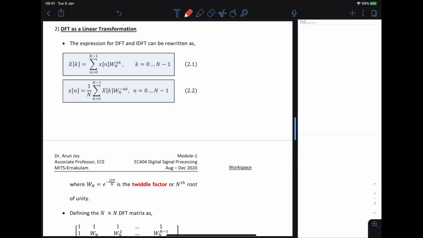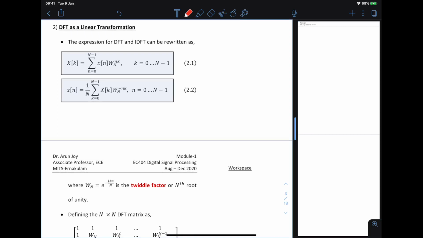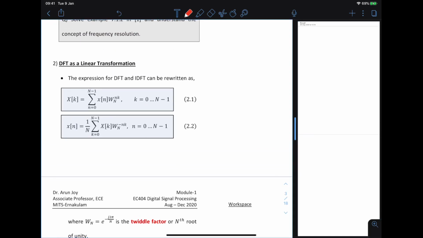So in today's lecture, we'll be seeing DFT as a linear transformation. That is, we can write, for instance, linear transformation means consider x is a vector and we have to get some vector y after performing some transformation. So this A is known as the transformation matrix.